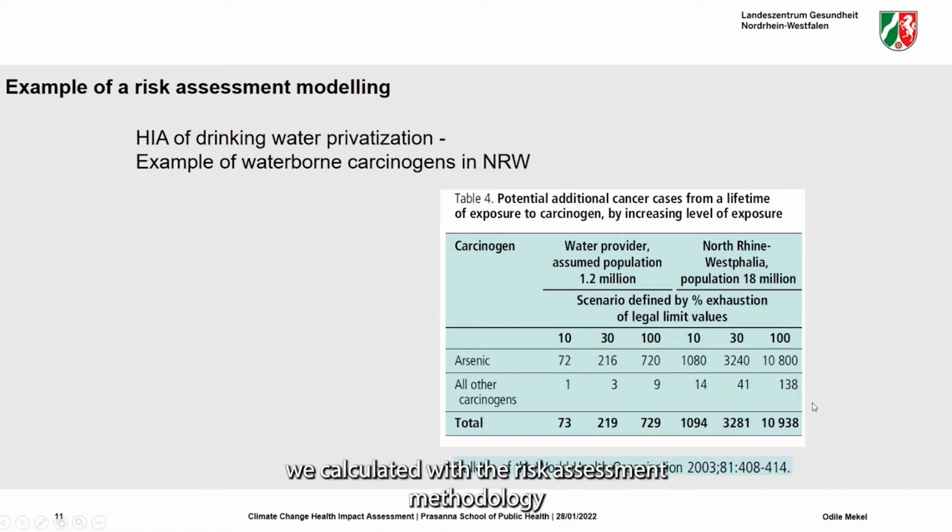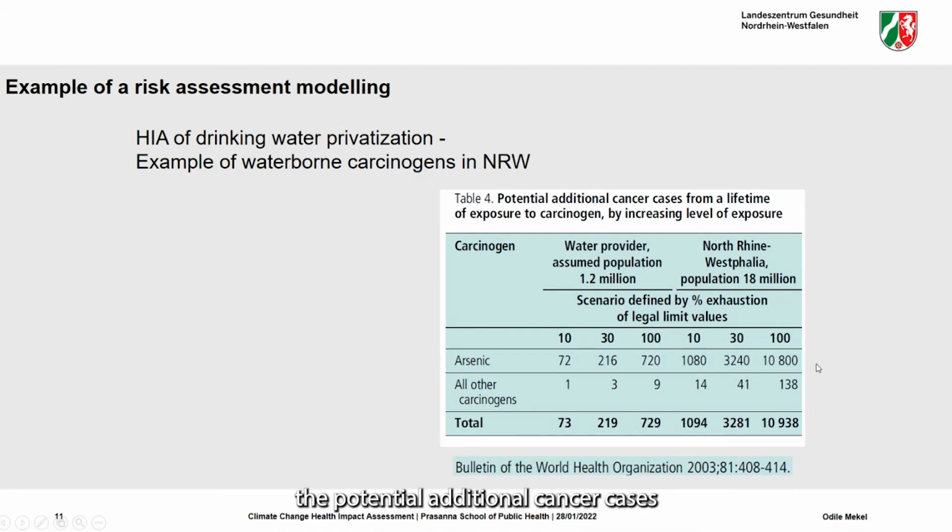And we calculated with the risk assessment methodology for several carcinogens the potential additional cancer cases for this policy. If you look over here, North Rhine-Westphalia, and we had different scenarios, so if the legal limit value would be exhausted by 100%, then we would expect additional cancer cases of approximately 11,000 cases over the life course. So this is a typical example of what you could do with risk assessment methodology.